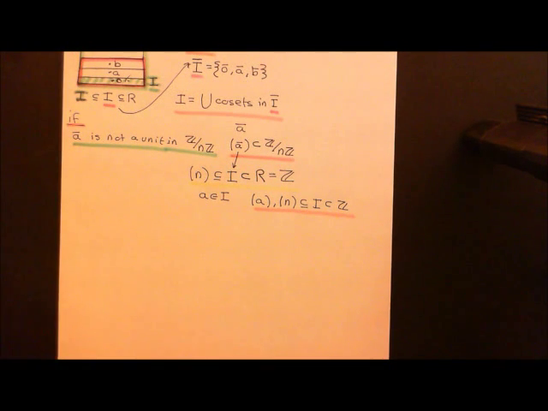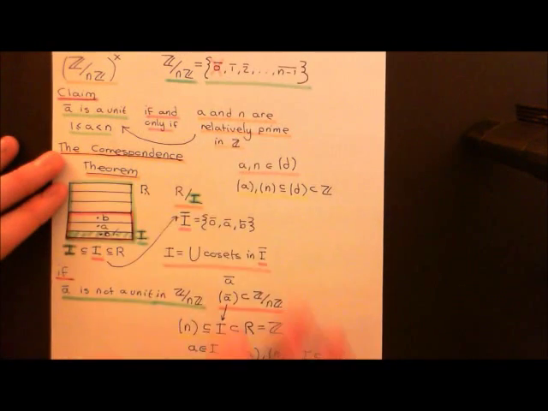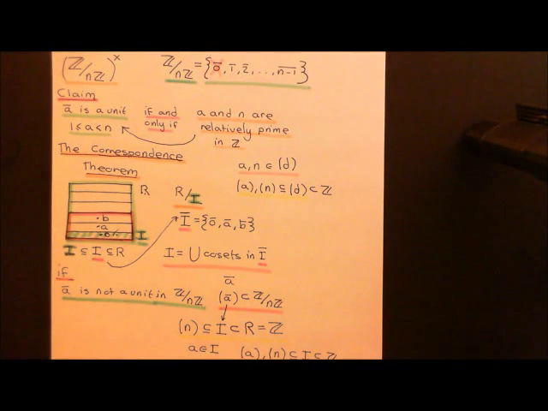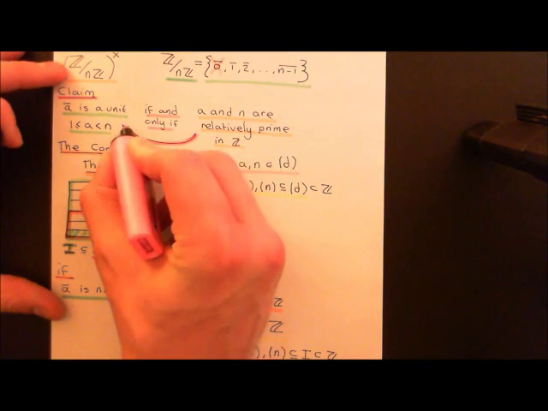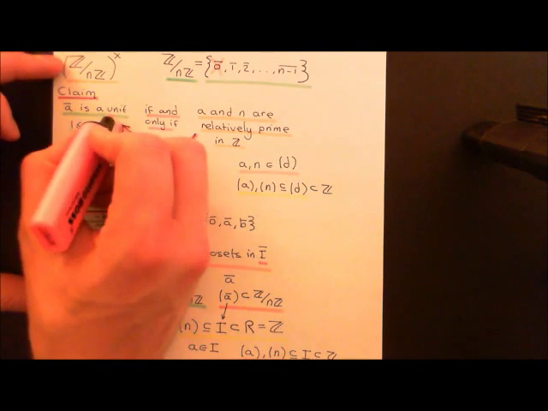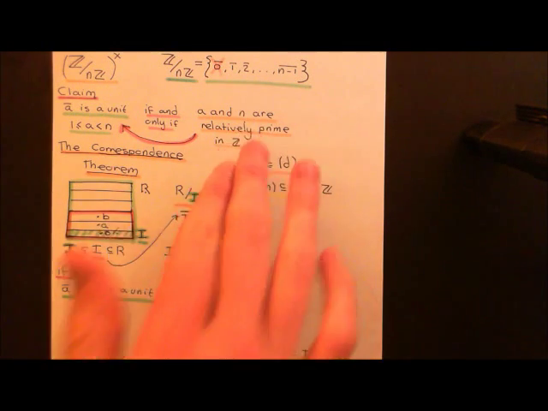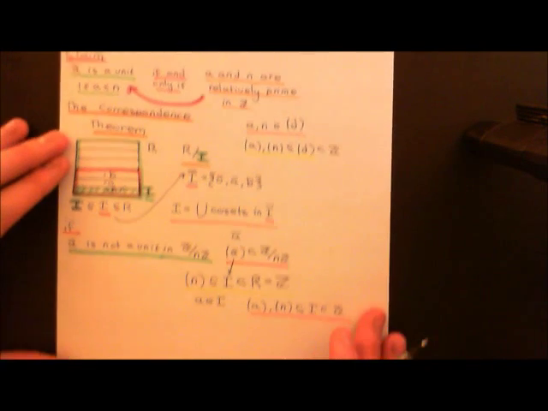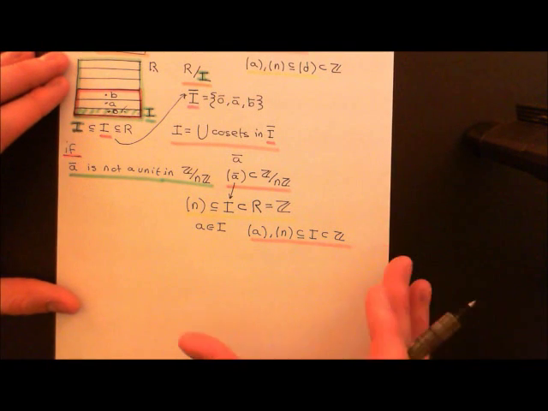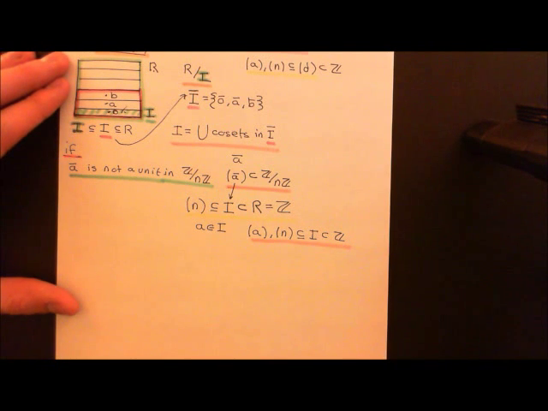So there, we've reached a contradiction, because of course the starting assumption was that A and n were relatively prime in the integers. So if you assume that A bar was not a unit, it leads to a contradiction. So A bar must have been a unit, and there is the proof of the if part of this statement. So we've now proven that if A and n are relatively prime in the integers, then indeed the coset containing A bar in the quotient ring is in fact a unit in that quotient ring.